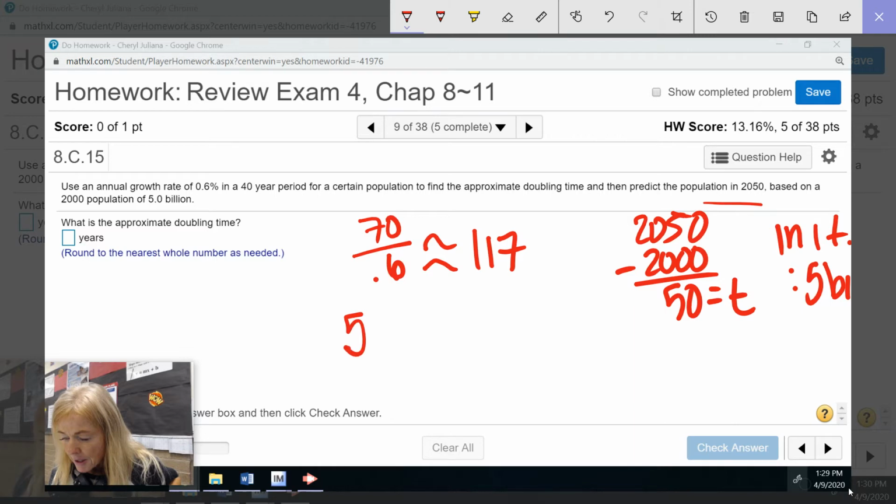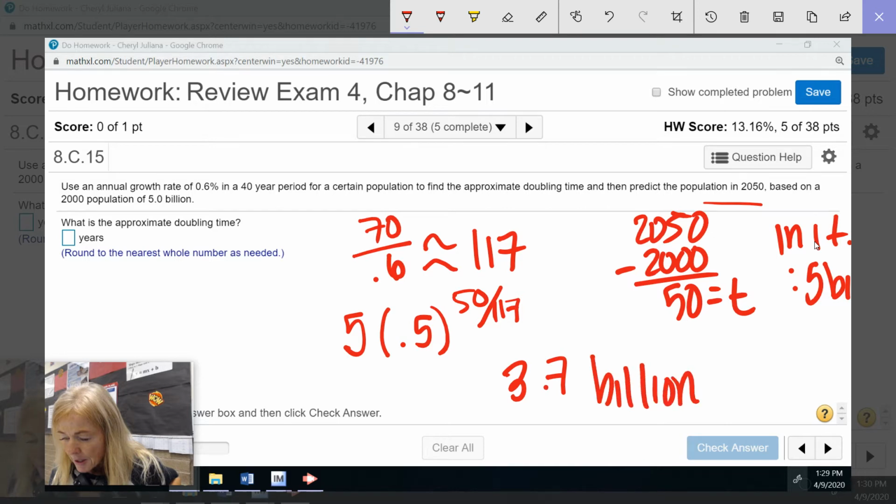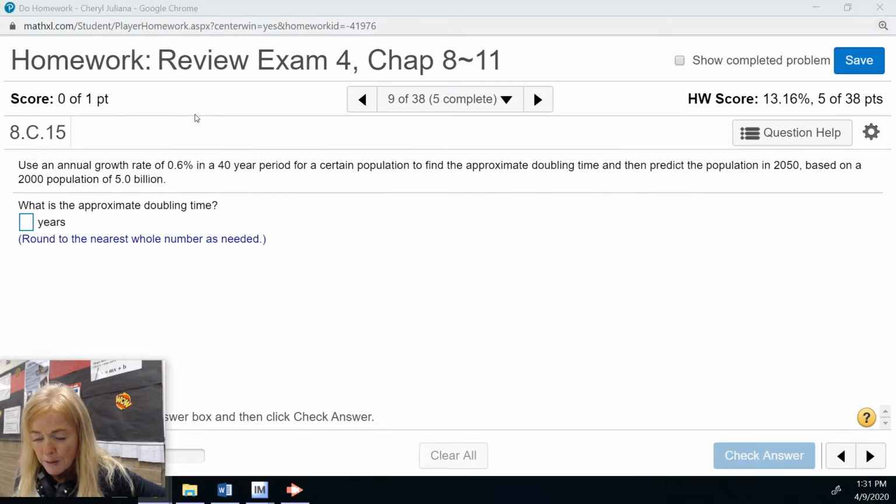So we take our initial population of 5 billion, and we multiply it by 1/2, which I like to write 0.5, to the little t over doubling time, 117 years. So 5 times 0.5, with the exponent 50 divided by 117, and I got approximately 3.7 billion. But it's going to want you to round to 4 billion. So doubling time was 117 years, and the new population is about 4 billion.